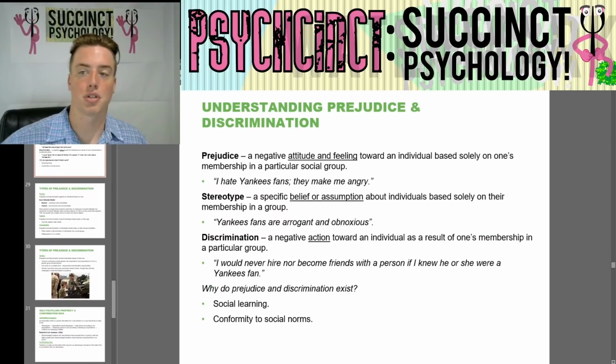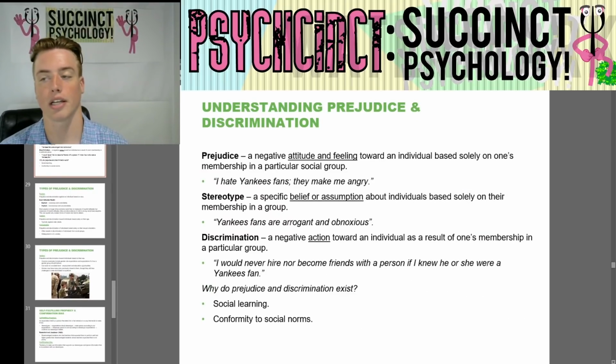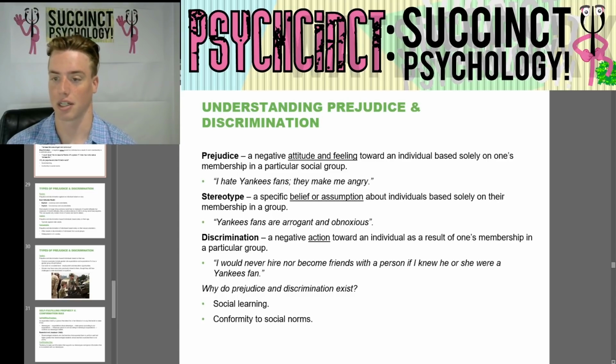These are all forms of prejudice and discrimination. So, understanding prejudice and discrimination. Now, prejudice is a negative attitude and feeling toward an individual based solely on one's membership in a particular social group. For example, I hate Yankee fans, they make me angry. Now, stereotype is a specific belief or assumption about individuals based solely on their membership in a group. So, for example, Yankees fans are arrogant and obnoxious. That's a stereotype.